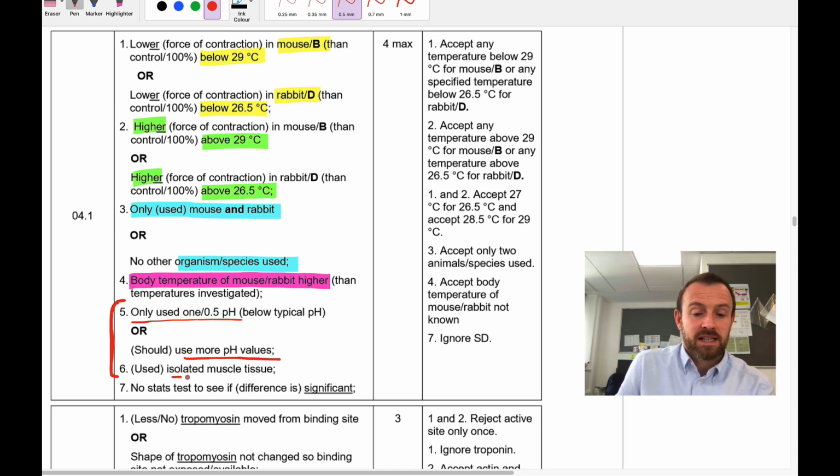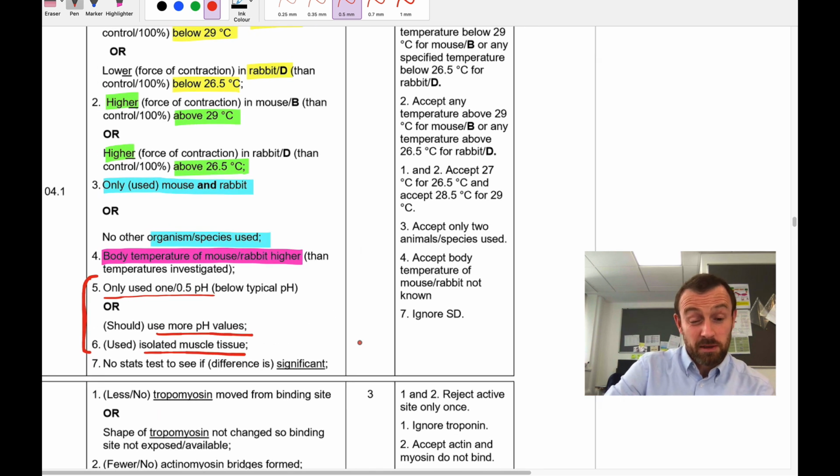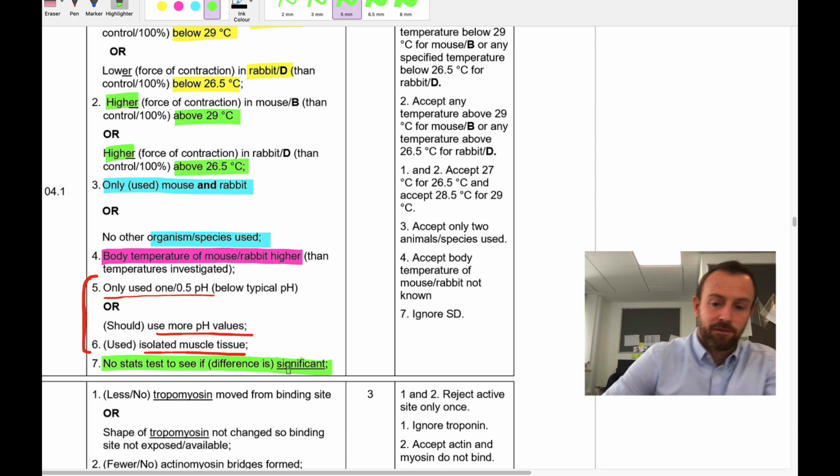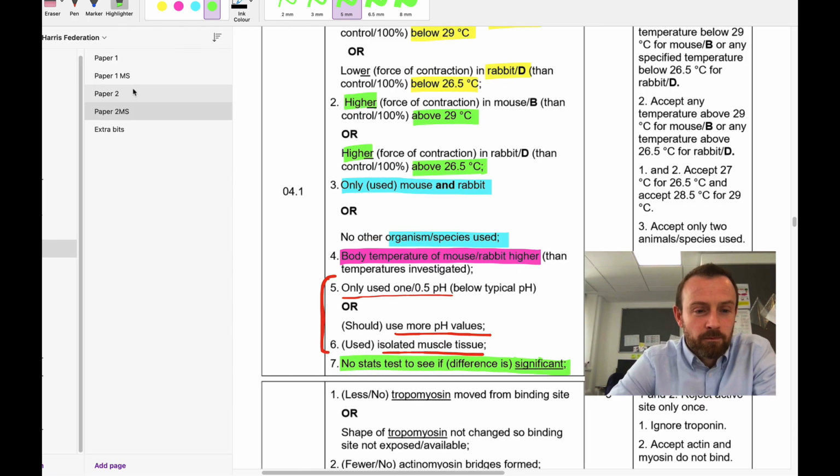And we used isolated muscle tissue in this investigation. So that means it wasn't in vivo, it was in a petri dish or something like that, I presume. And that final mark for the stats test, it was there. We have to make sure that we use this word significant. So there was no statistical test to see if the difference is significant. Okay, let's keep going.